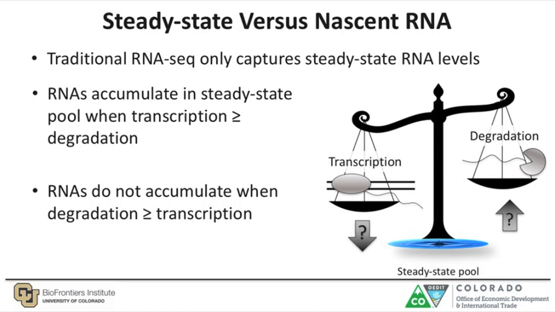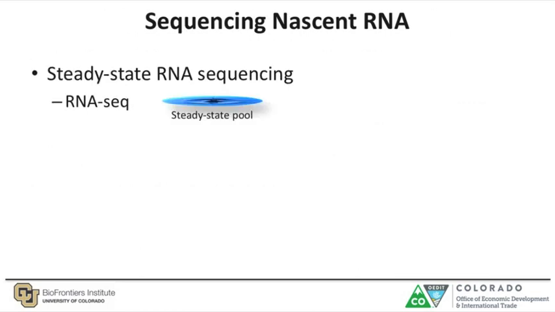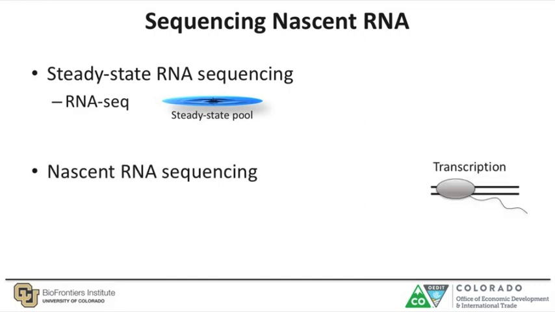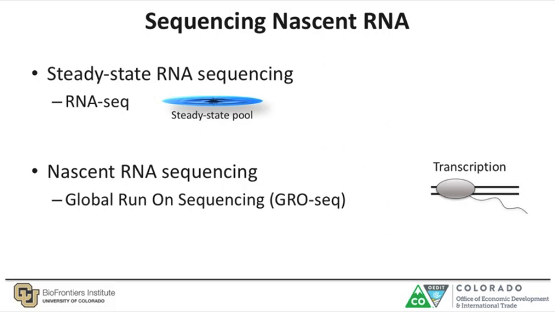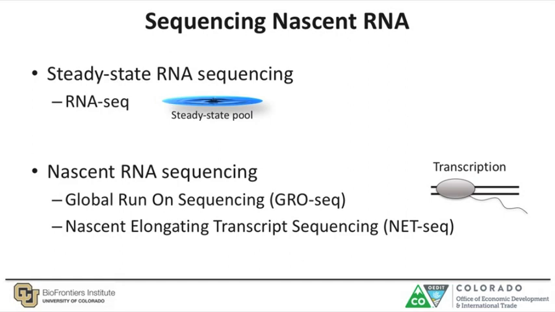So if you are interested in measuring active, nascent transcription and not just steady-state RNA levels, then you need to use a protocol other than RNA sequencing. The most popular method for nascent RNA sequencing is global run-on sequencing, also known as GRO-seq. An alternative approach is to use nascent elongating transcript sequencing, which is known as NET-seq.